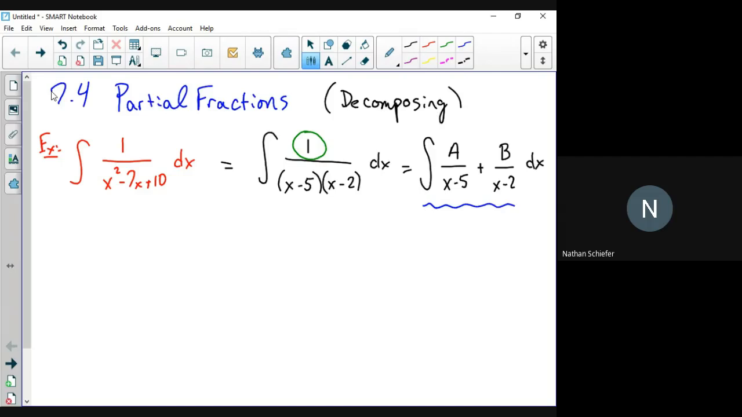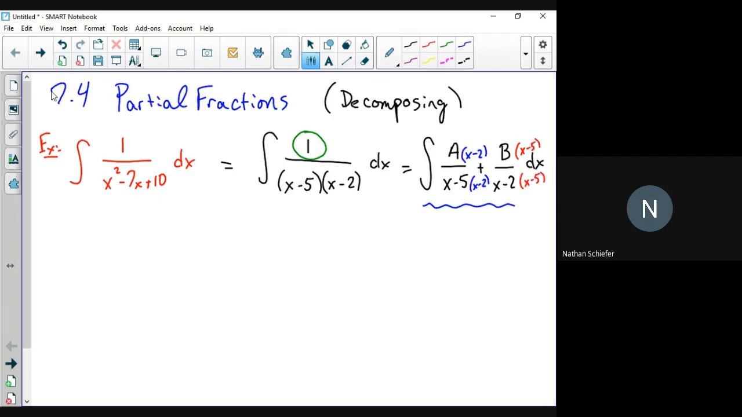So multiply by x minus 2. Just x minus 2 here, on the bottom as well. X minus 2 times x minus, or sorry, over x minus 2. And then for the other fraction, to get a common denominator, we're multiplying by x minus 5 over x minus 5.